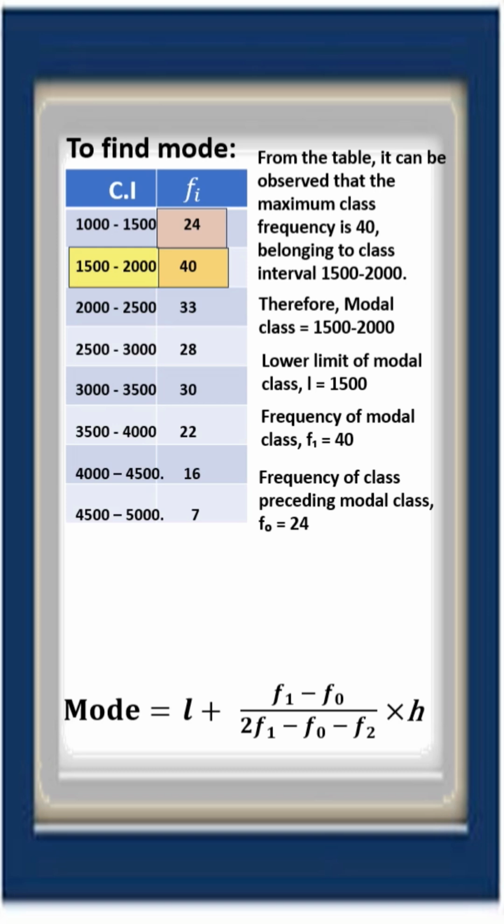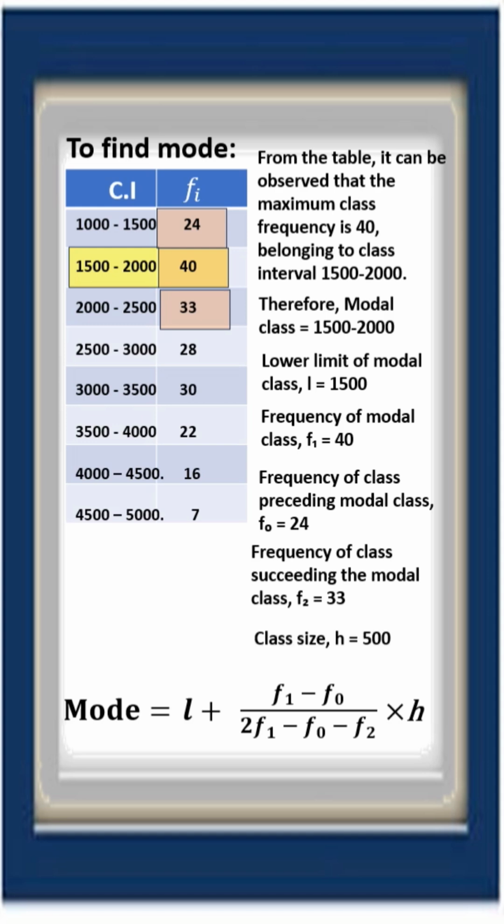Frequency of the class preceding the modal class, F0, is 24. Frequency of the class succeeding the modal class, F2, is 33. So class size h is 500: 1500 minus 1000 is 500, and 2000 minus 1500 is also 500.